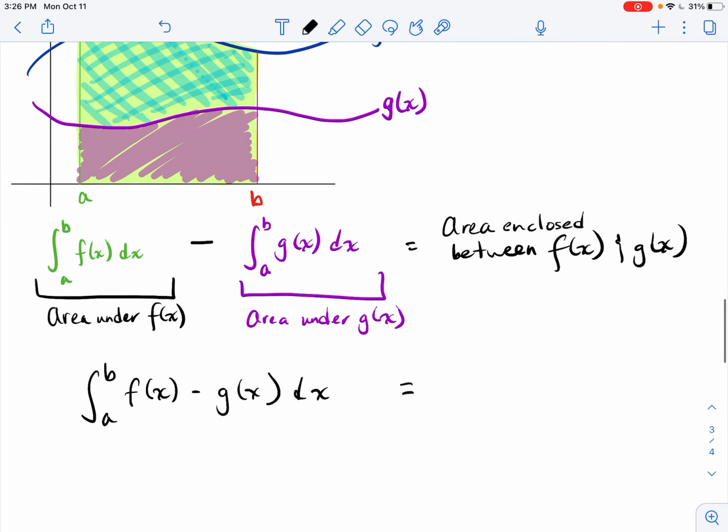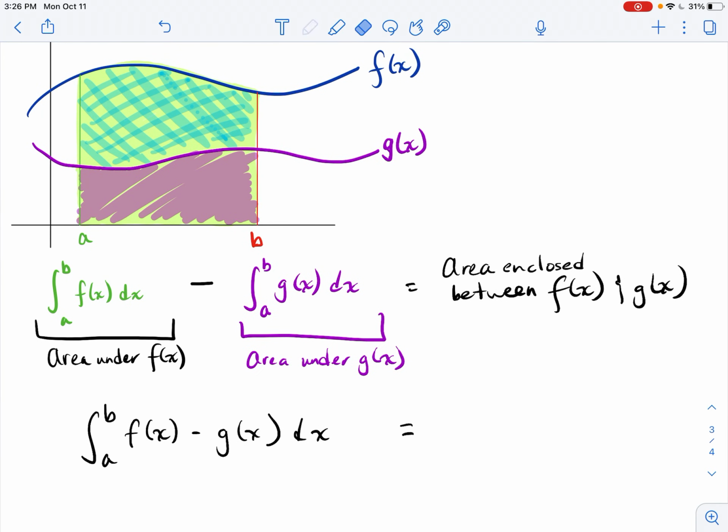And so the idea here is not necessarily that it's always going to be f of x, but really thinking about whatever is our higher function, or the larger function, however you want to conceptualize that. If you take the higher function, the one that has more area, and subtract from that the lower, or the quote-unquote smaller function, then you are going to get whatever region is enclosed between them. So that's the main idea here of finding the area between curves, and that makes a lot of sense. We're just subtracting the lower region, or the lower area.